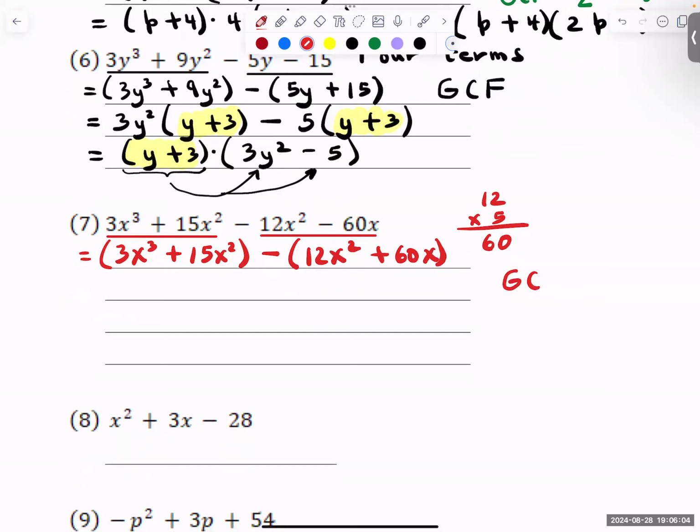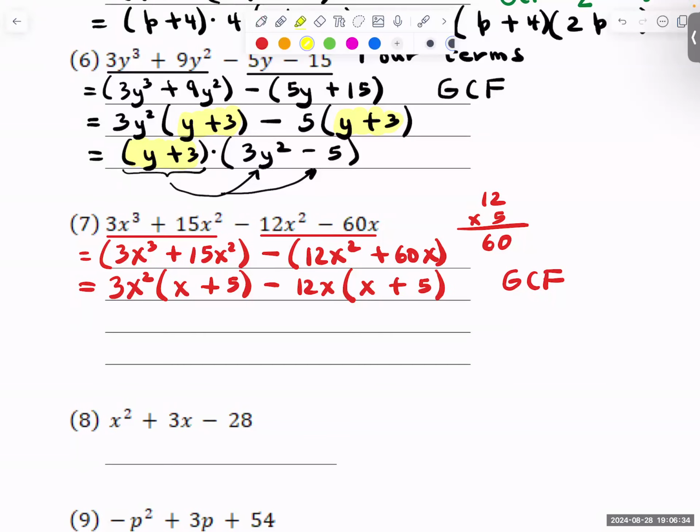So now we're going to factor out the greatest common factor for each binomial pair. So we'll factor out 3x to the least power of 2 times x plus 5 minus positive 12 factored out. Let's factor out the x, 12x times x plus 5, close paren. So we have two product terms. They both contain x plus 5, so we can factor out x plus 5 as the common binomial factor.